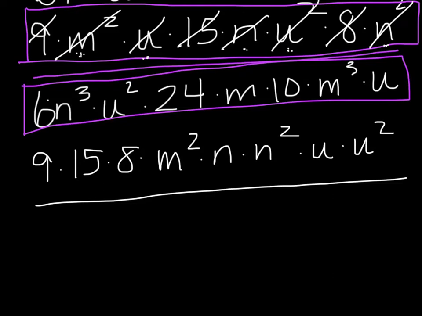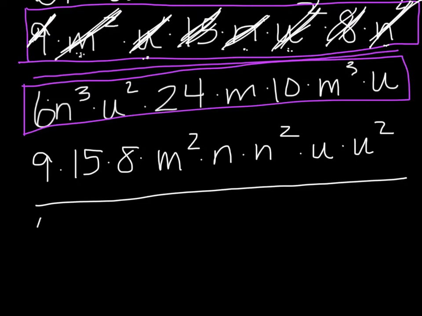So I just want to quickly check. I have my 9, my 15, my 8, then I have my m squared, my n squared, my u, and my u squared. I have no factors that remain, and I've commuted the numerator. Now let's do that to the denominator.